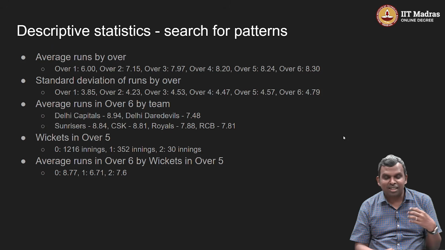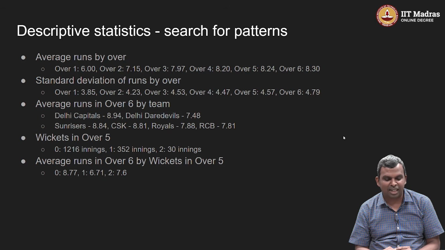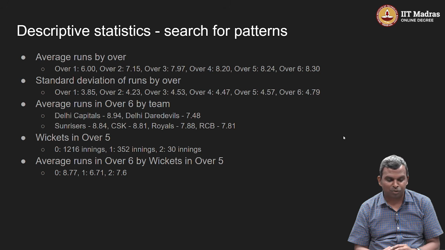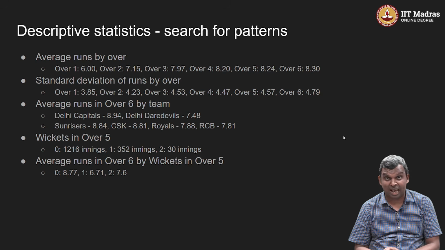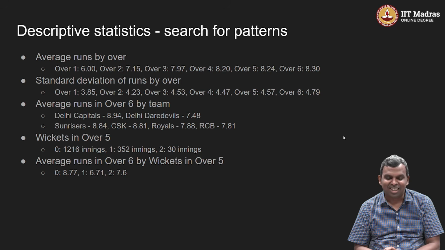And then there are interesting stories that come out. Many of you know that the Delhi Daredevils became the Delhi Capitals, I don't know, a couple of years ago. And look at the story there. The Delhi Daredevils had an average of 7.48 runs in the 6th over, and the Delhi Capitals have 8.94. So look at the big leap, something happened between Delhi Daredevils and Delhi Capitals. You can imagine what would have happened.